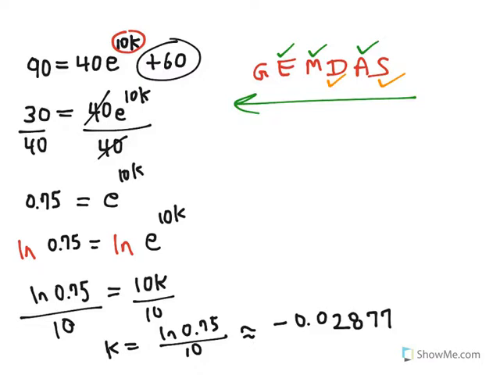negative 0.02877. And if you want to keep more digits after the last 7, that's a good idea. But you definitely don't want to round any more than what you see here, because that will introduce rounding error. So now we actually know the value of k, so we have the particular solution of the differential equation for our problem, which is our model for the problem.